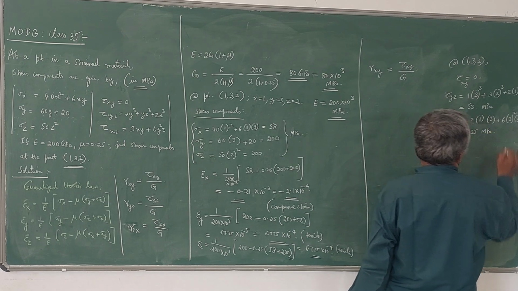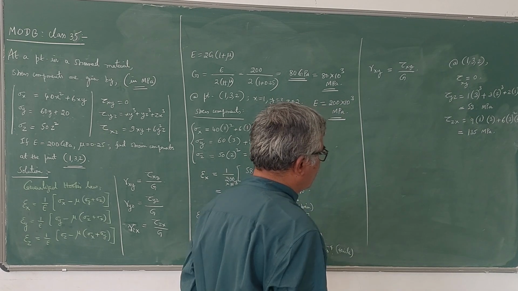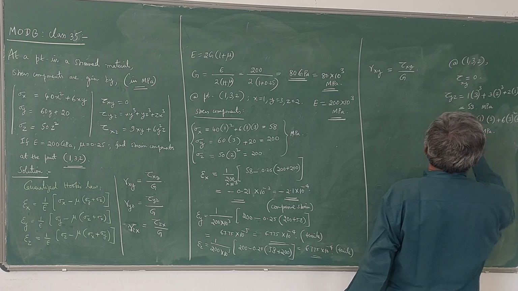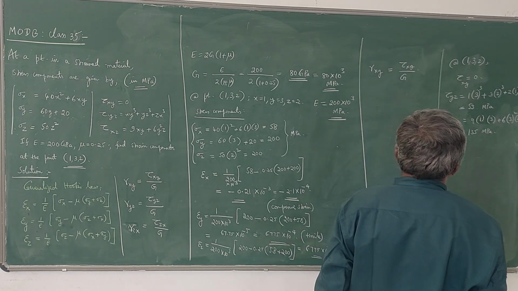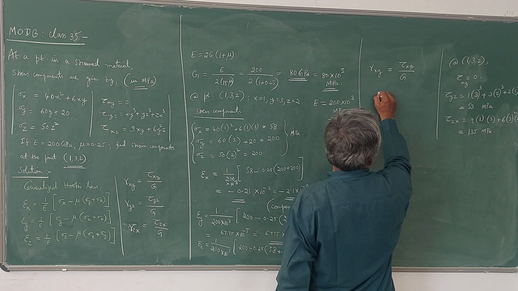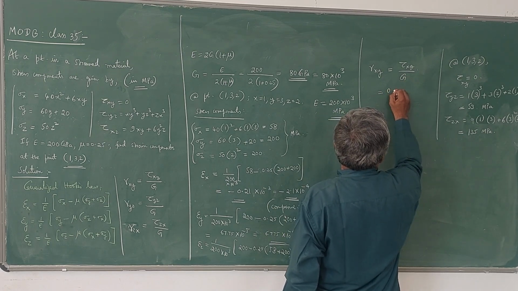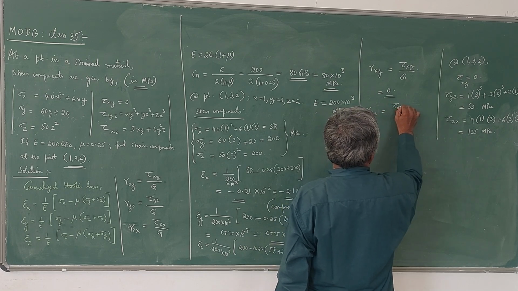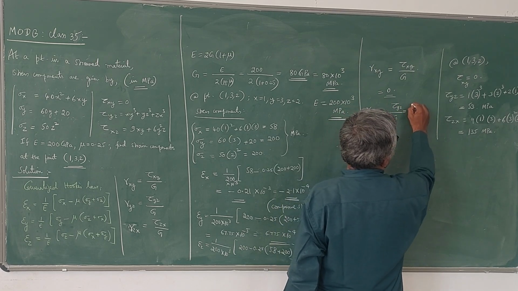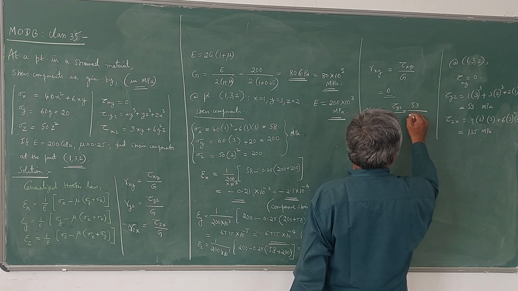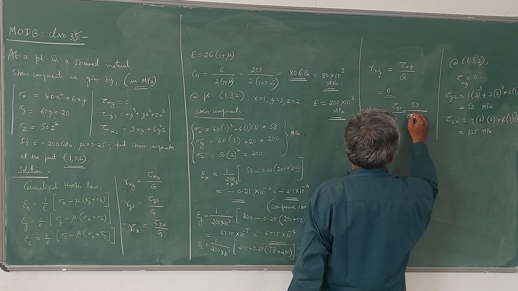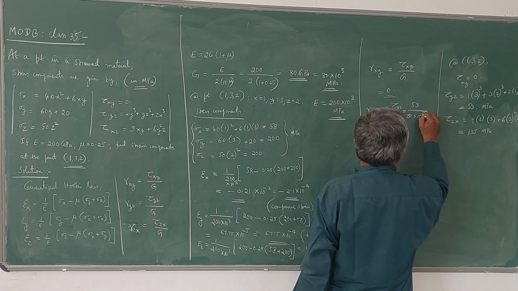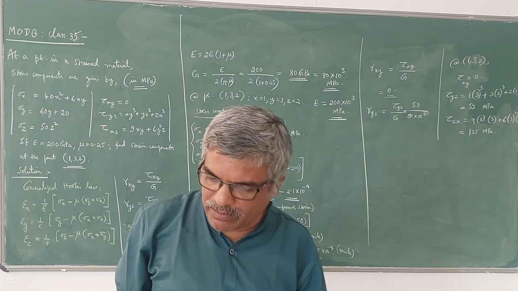So these are the values. 12 into 9, 108 plus 27, 135. Now once you get these shear stress values, just substitute here. Tau xy is 0, therefore gamma xy is also 0. Gamma yz is tau yz by G. Tau yz at that point is 53, divided by G, which is 80 into 10 power 3 in MPa. So both should be in the same units.